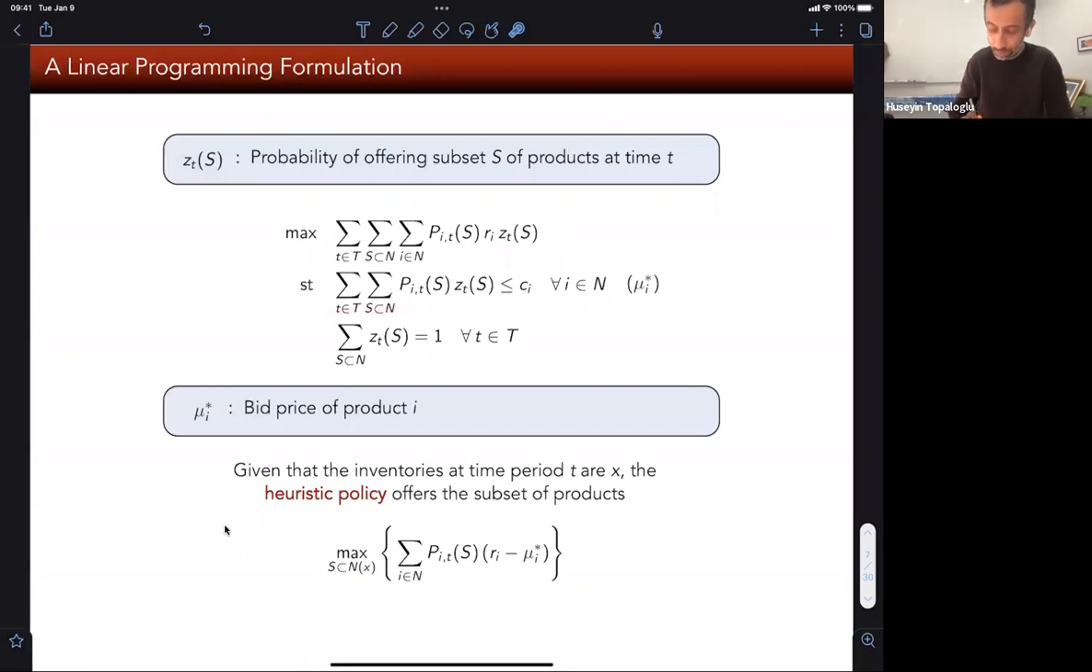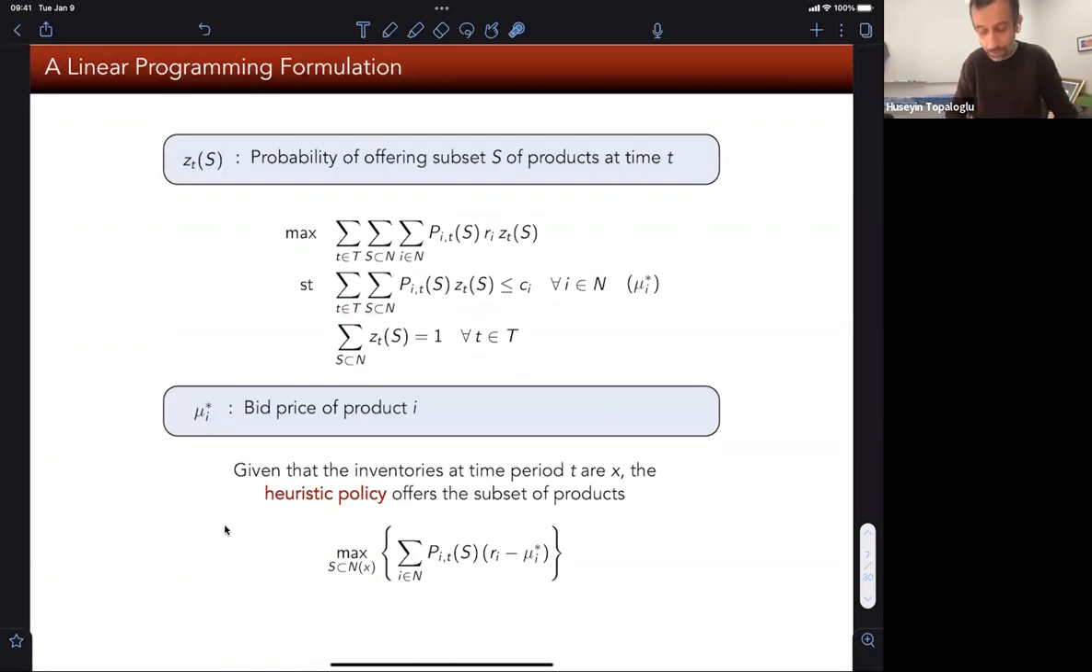Let me again start with the left-hand side. At time period t, if you offer the subset S of products, an arriving customer is going to purchase product i with this probability, p_it(S). And this is the probability that we actually offer the assortment S of products at time period t, over all assortments. So this is the expected number of sales for product i at time period t. If you offer the assortment S, this is the probability that a customer arriving at time t is going to purchase product i. This is the probability that I actually offer assortment S, over all assortments. This is the expected number of sales for product i at time period t.